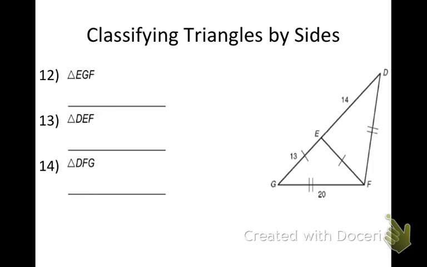All right, so number 12 here. I want triangle EGF. So there's triangle EGF. What type of triangle would that be, Blake? That is an isosceles triangle. Next, I need triangle DEF. So here's triangle DEF. What type of triangle would that be, Simeon? That is a scalene triangle.